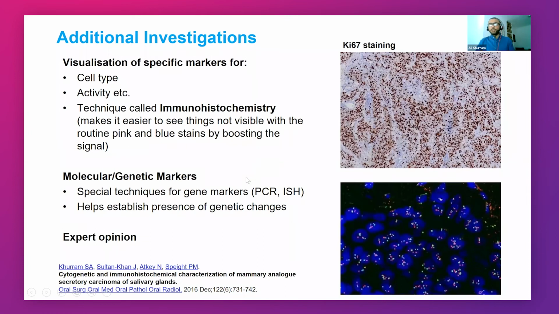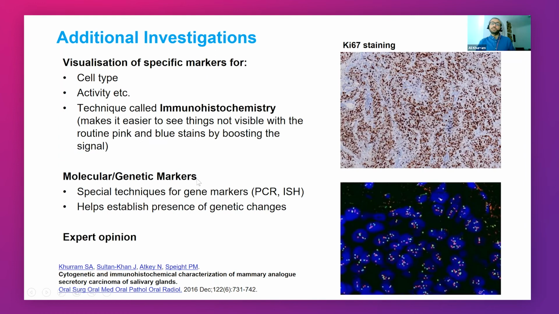But a lot of the time we have to do extra investigations, because based on just those pink and blue slides, we can only do so much, because not everything is visible to the naked eye. So there are special markers that we can use to differentiate between the different types of cells or how active the cells are. That's using a technique called immunohistochemistry, which you can see here. It stains the cells brown. The brown positive cells are there because this technique is amplifying the signal. So something that I can't see with the naked eye is boosted and made visible for me, helping me make a diagnosis, which is going to affect your treatment.